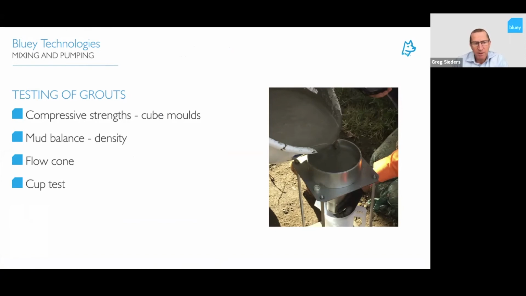And then you have a cup test, which is a simple little test for thixotropic grouts, where you put the grout in a cup, turn it upside down, and make sure it stays in there. This is a test we do for rock bulk grouts on site to make sure they've mixed it and added the right water.